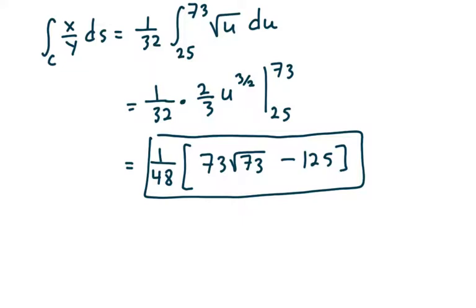So I get the integral over c of x over y ds is 1 over 32 times the integral from 25 to 73 of square root of u du. So this is 1/32 times 2/3 u to the 3 halves, evaluated from 25 to 73. So when I plug that in, I get 1 over 48 times the quantity, 73 root 73 minus 125. And that's the answer to number 2.